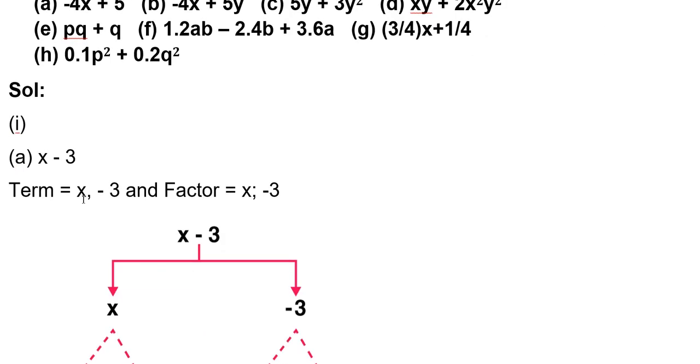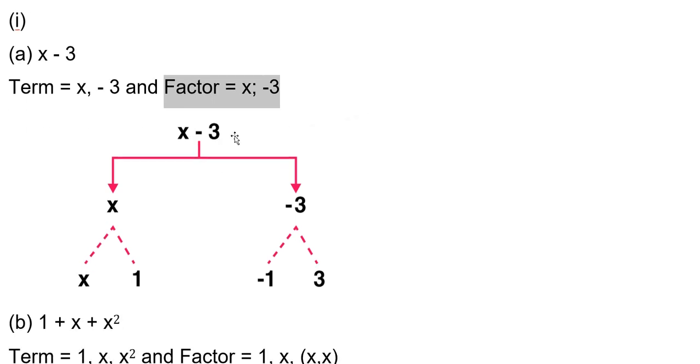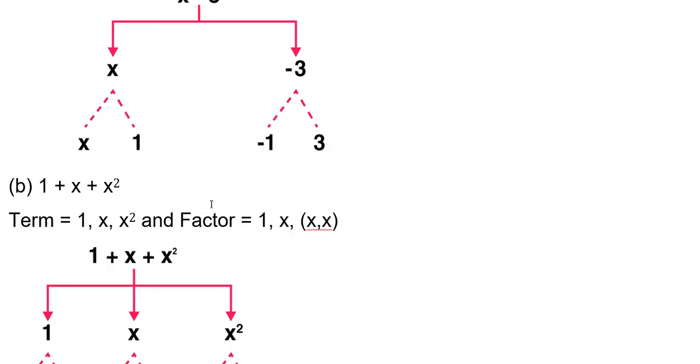Okay. First one, A. Solution: x minus 3. Terms are x and minus 3, and the factors are x, and minus 3. So x minus 3 is separated. x how many times? 1 time. So minus 3 is minus 1 into 3. Okay, like that tree format.